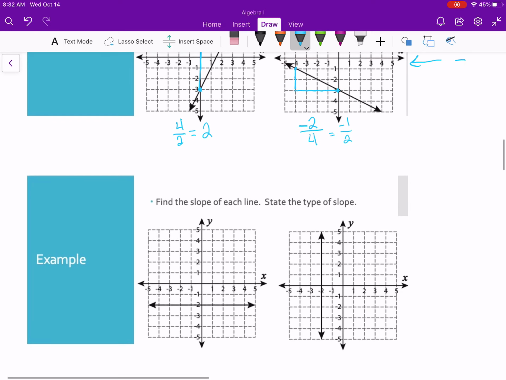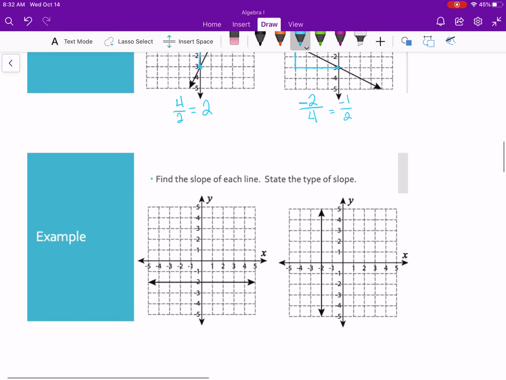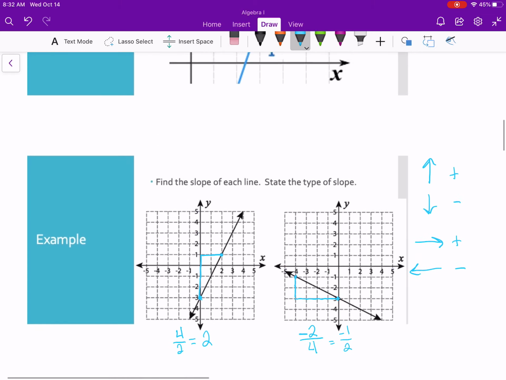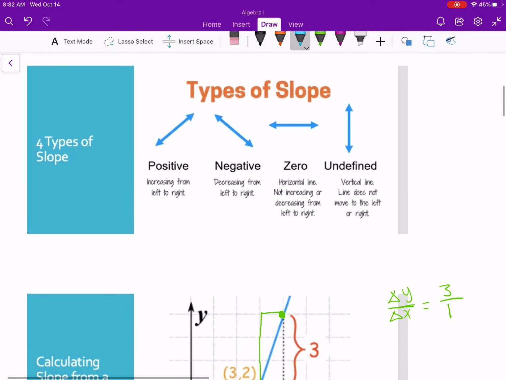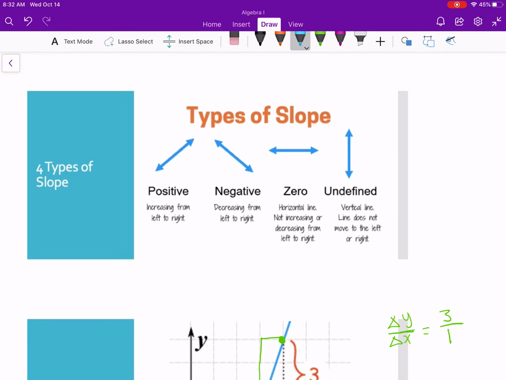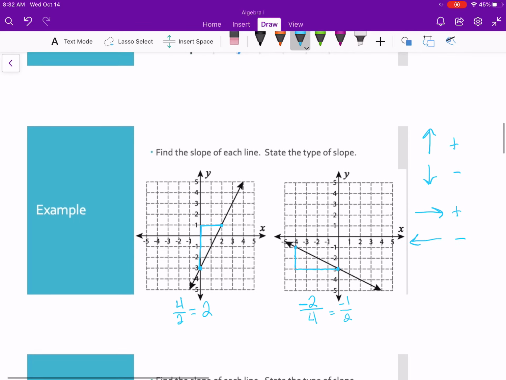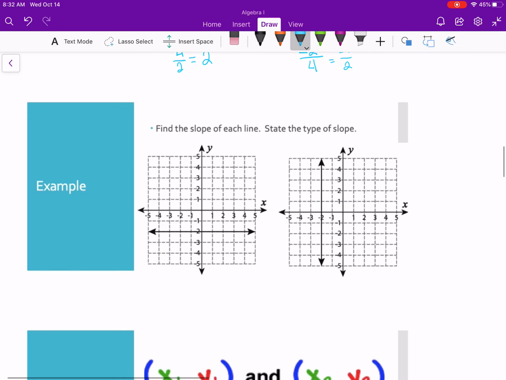So let's find the slope of each line here. Notice here we have a horizontal line. It's just straight from left to right. If we go back to what we talked about, the 4 different types of slope, we see straight left and right, horizontal line. So our slope is 0. So this is a 0 slope.